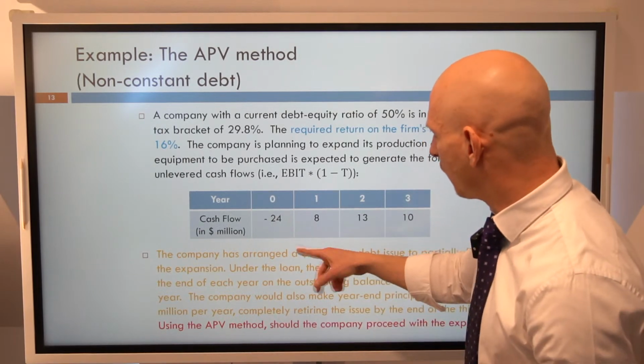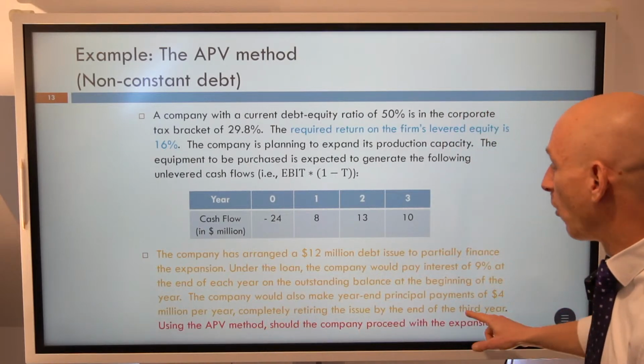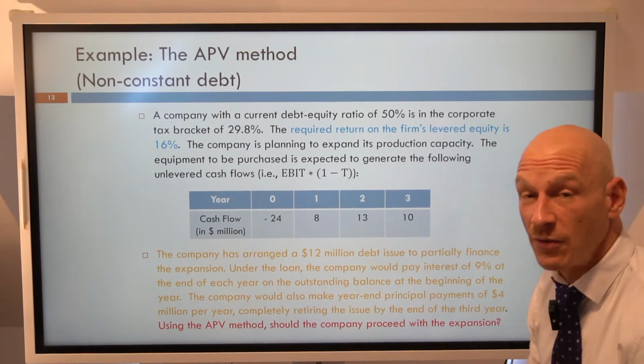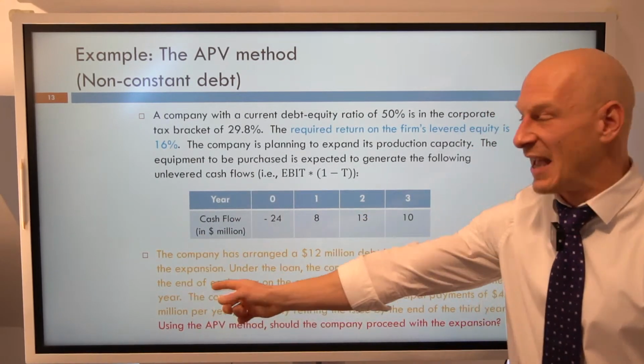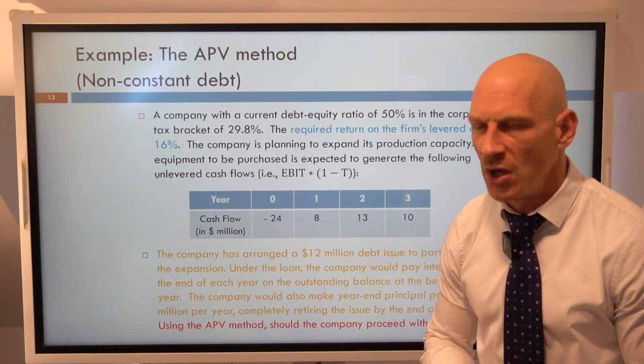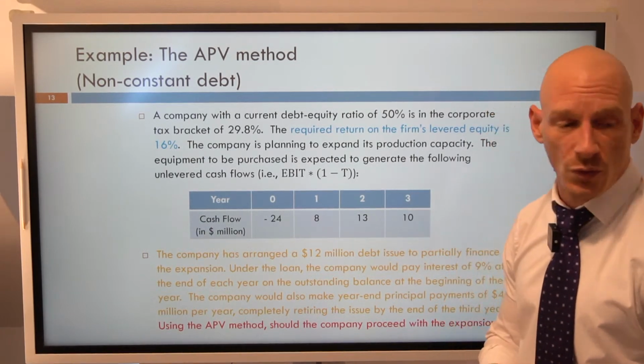Not on this fixed amount, but every year the company pays back 4 million of the 12 million they borrowed, and on the delta, what is still outstanding after each year having paid 4 million, they pay 9%. In the table it will become much clearer. And what we have to do is, yeah?